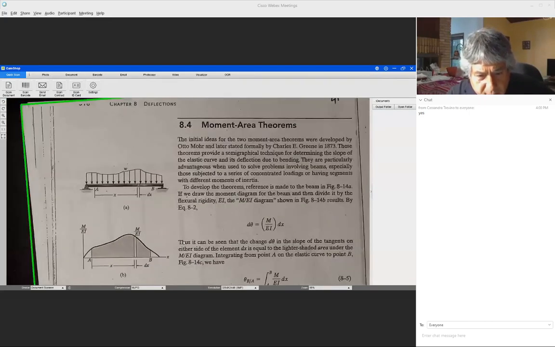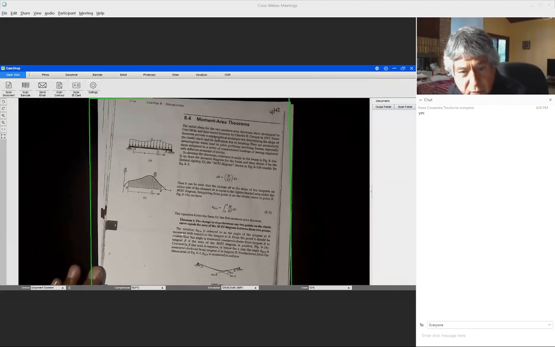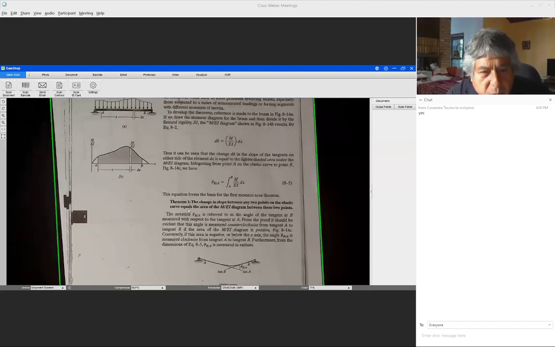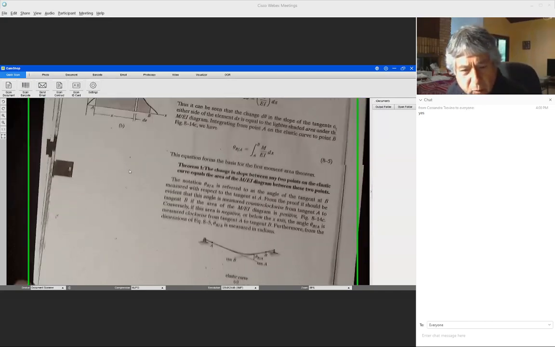And there are two theorems. The first one is very simple. This is page 4 of what I'm giving to you. I'm going to increase the size so you can see the first one. The first one says that the change in slope between any 2 points on the elastic curve equals the area under the M over EI diagram between these 2 points. Saying that the change in slope is equal to the area under the M over EI diagram, this area. And this is what is shown in here.